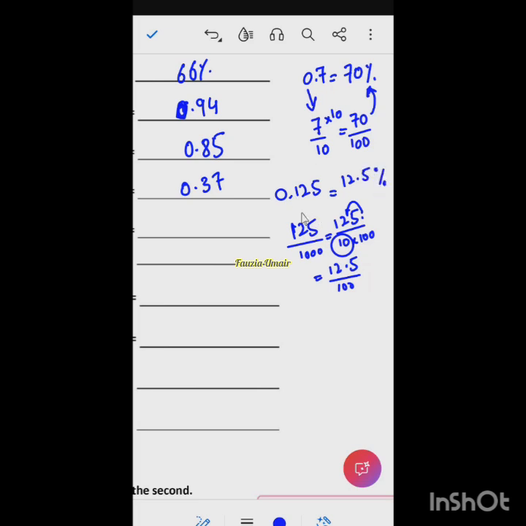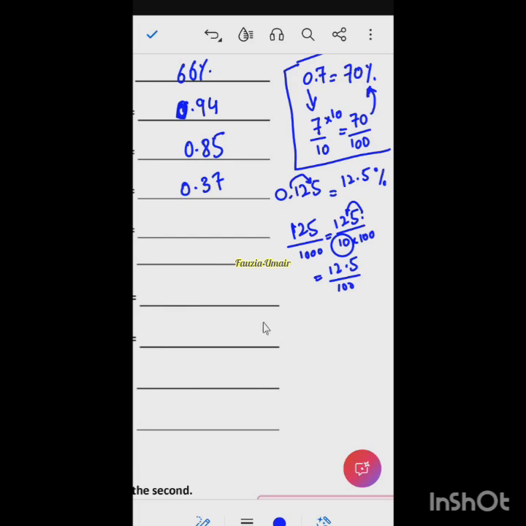Just remember that there should be 2 digits after the decimal. If it is 1 digit, put a 0, just like in this case. When there is 1 digit after the decimal but we need 2 digits, that's why we are putting a 0 here. So it is not 7%, it is 70%. When there are 3 digits after the decimal, we need two decimal digits only. So the answer would be 12.5%.